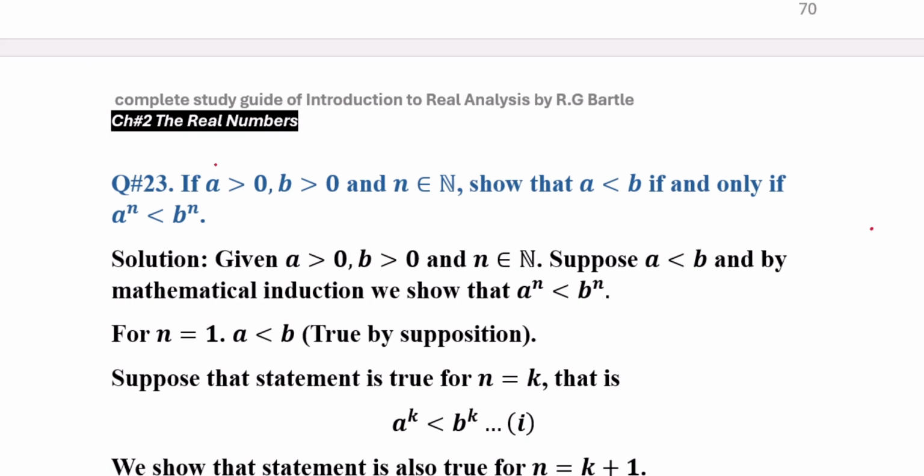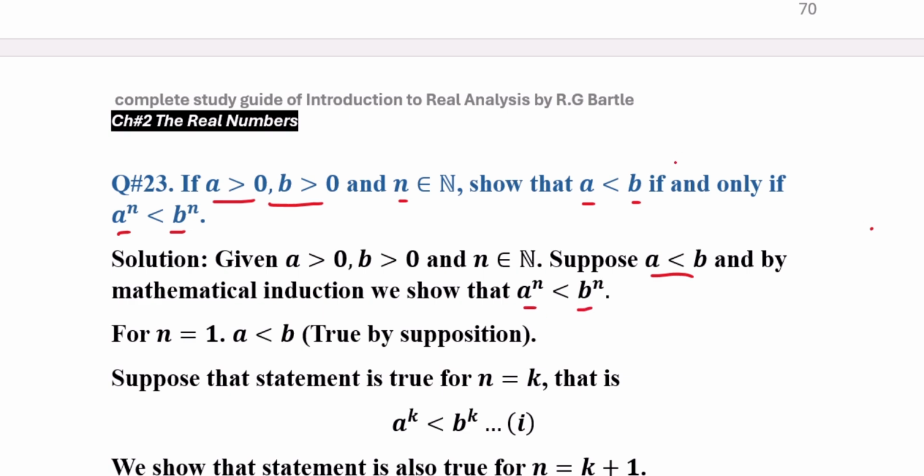Question number 23. It is given that if A and B are positive real numbers, and n is an integer, then we have to show that A is less than B if and only if A raised to power n is less than B raised to power n. So, suppose A is less than B, and by mathematical induction we show that A raised to power n is less than B raised to power n.